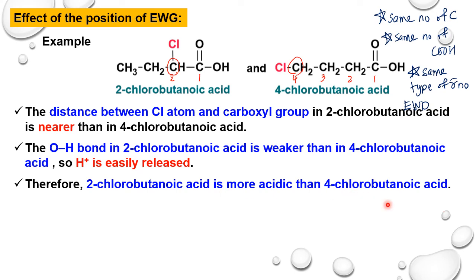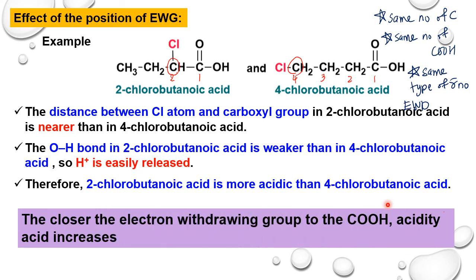Jadi, conclusion yang ada dekat sini adalah, the closer the electron withdrawing group to the carboxyl group, acidity of acid will increase. Tapi syarat dia apa tadi? Mesti gunakan halogen yang sama ataupun electron withdrawing group yang sama dan bilangan dia pun mesti sama.